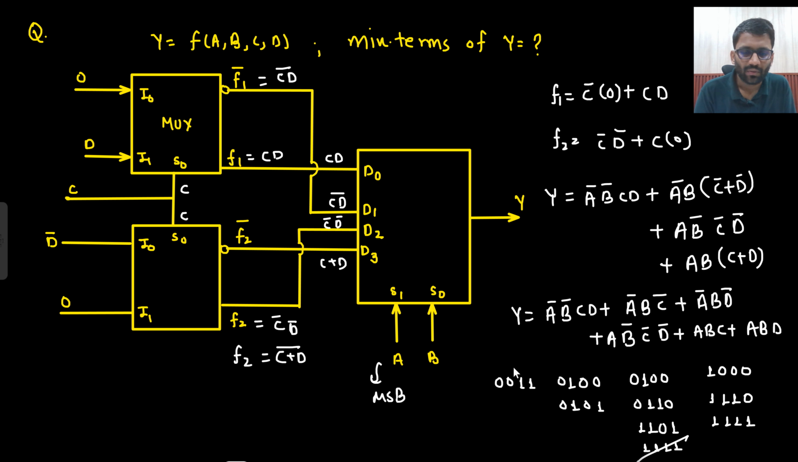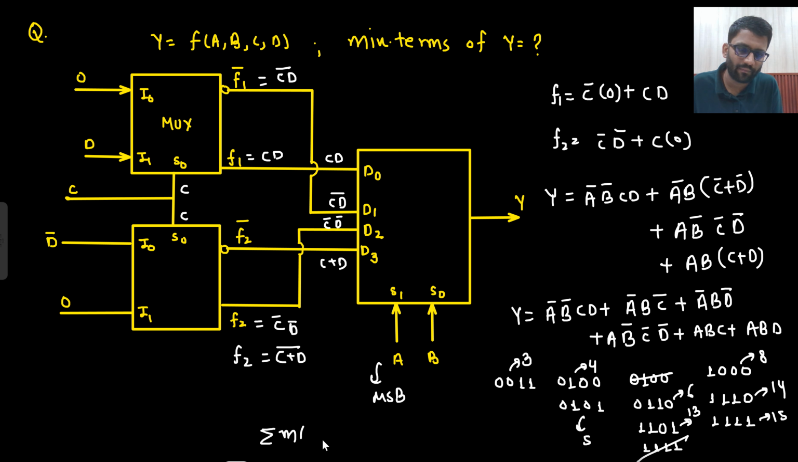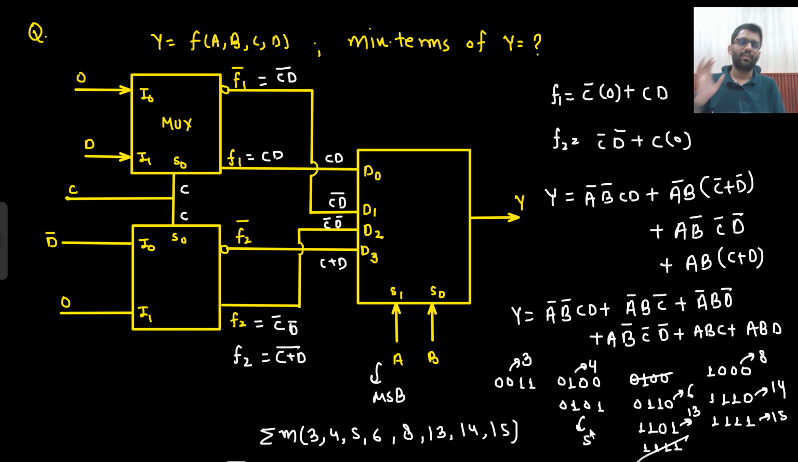Is anything getting cancelled? No, let's check. This is 3. This is 4. This is 5. These 4 are being repeated. This is 6. This is 13. This is 8. This is 14 and this is 15. So what are the minterms you are having? 3, 4, 5, 6, 8, 13, 14 and 15. So these are the minterms you are having.